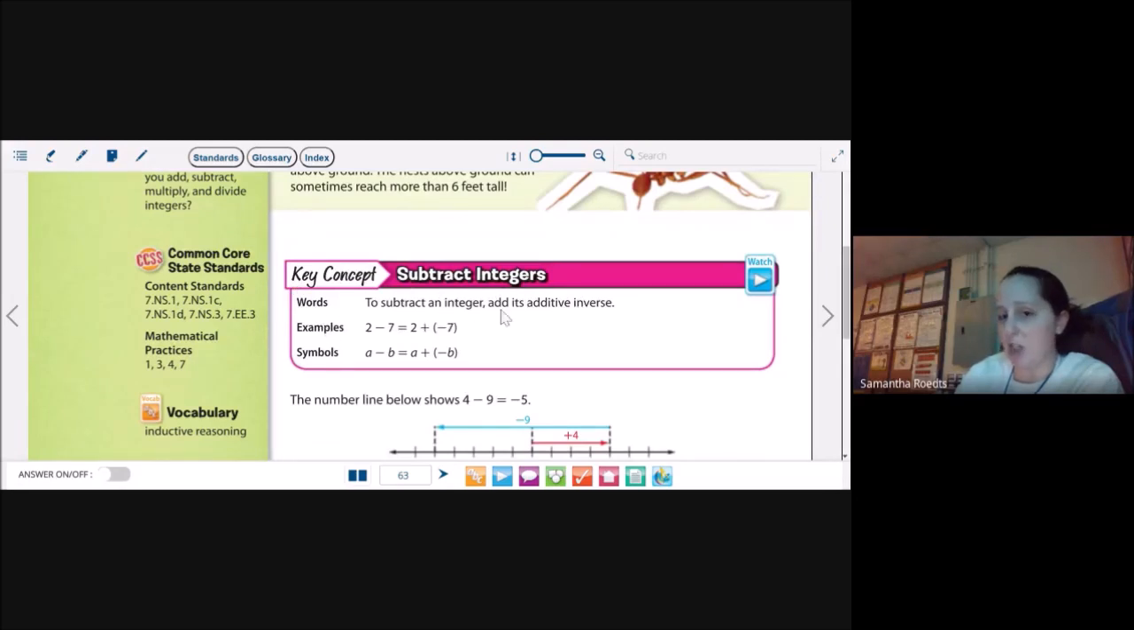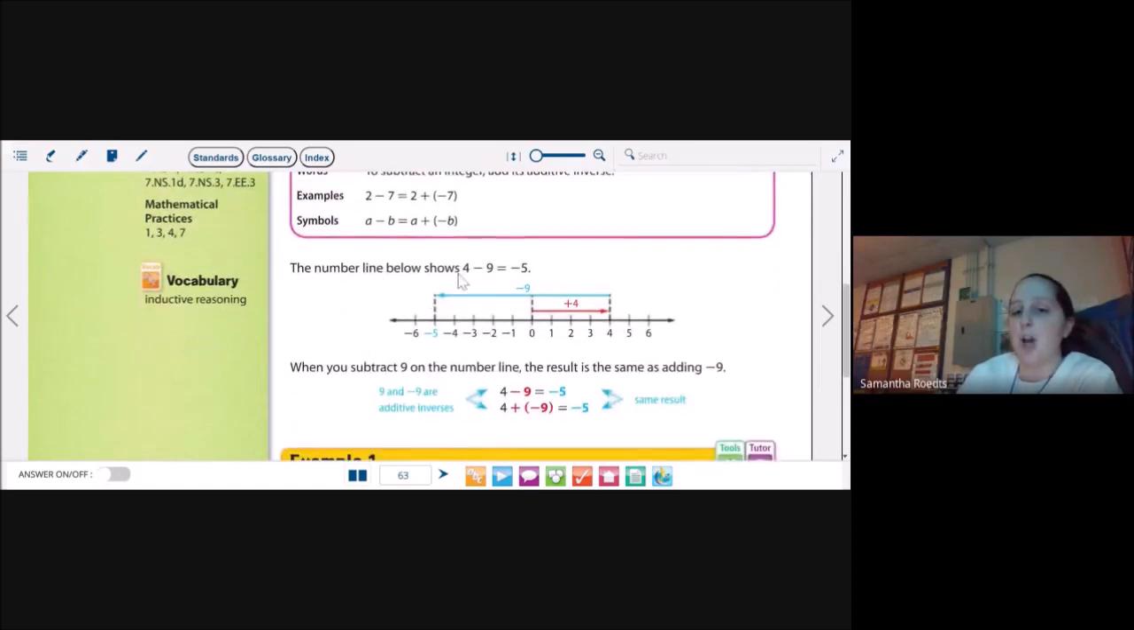To subtract an integer, add its additive inverse. So 2 minus 7 equals 2 plus negative 7, or in symbols, a minus b equals a plus negative b. The big thing here is to realize that a negative sign and a subtraction sign mean the exact same thing, okay? So the number line below shows 4 minus 9 equals negative 5.